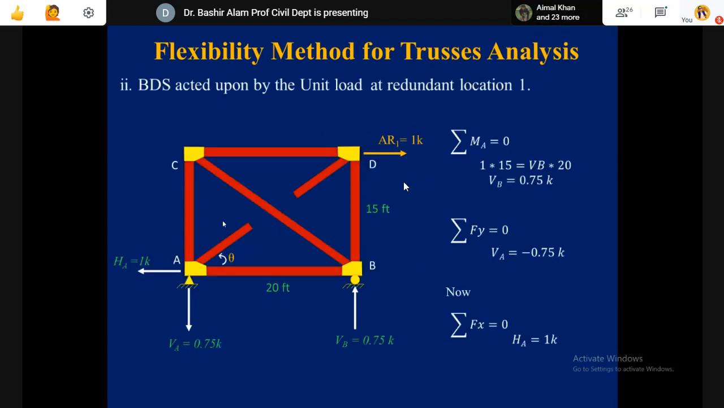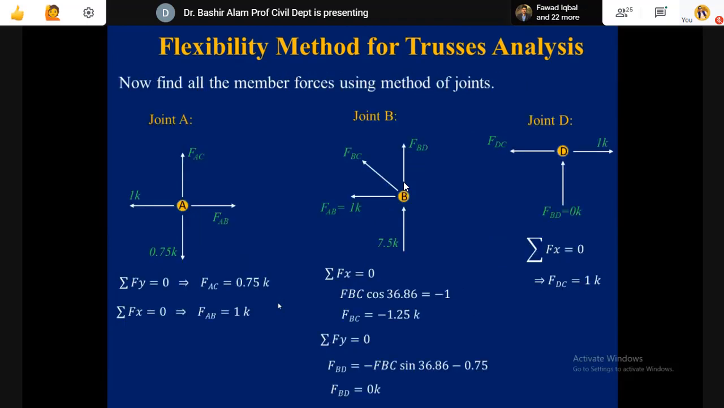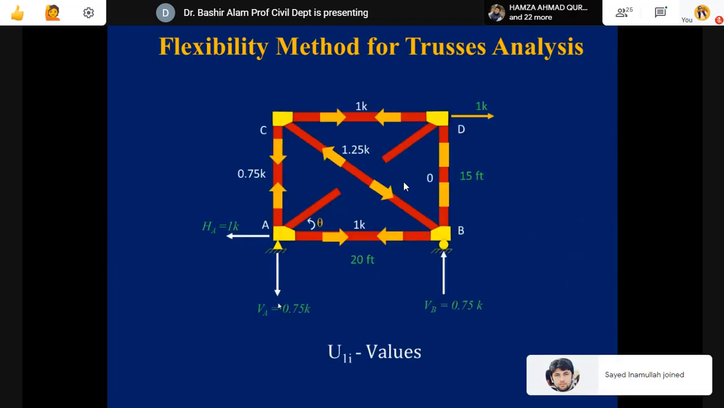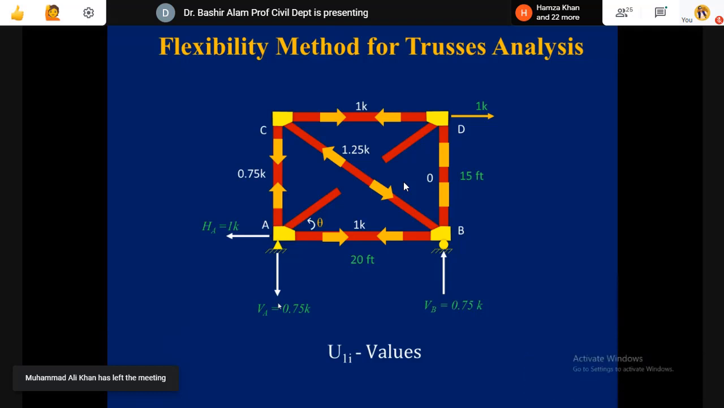Then after this, the same released structure we exposed to the AR1 unit value. Here you can see at D in the same direction, 1 kip is applied and this structure is analyzed. So first we find again the support reactions, and from there we go joint by joint and find out the member forces. So here these are the various joints taken, and here now we have the analyzed structure as the redundant action was applied corresponding to AR1. So this will be giving you U1i in all members. i is for the member. So U1 values are calculated.